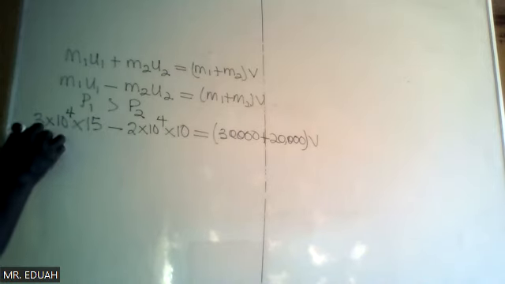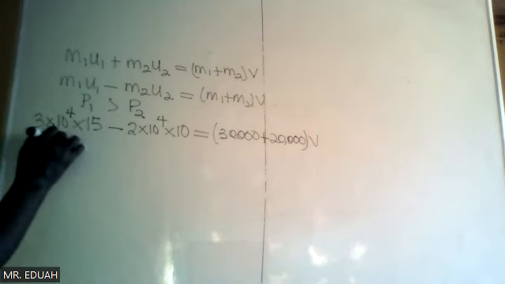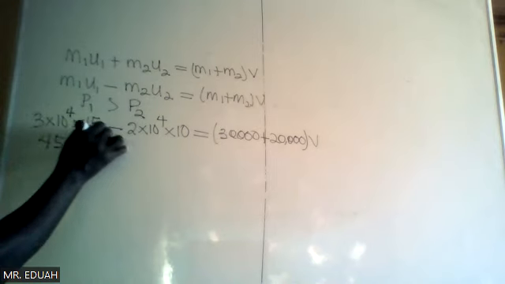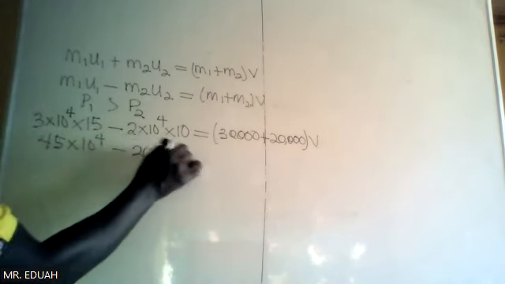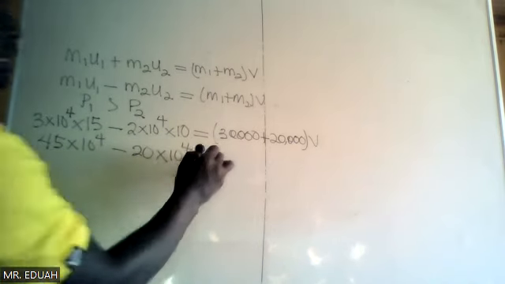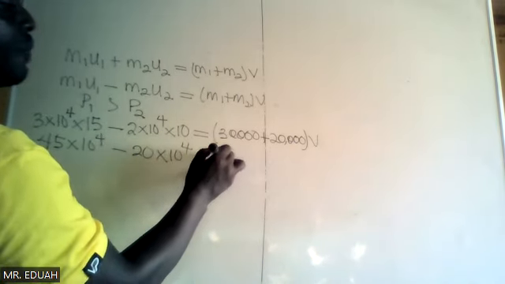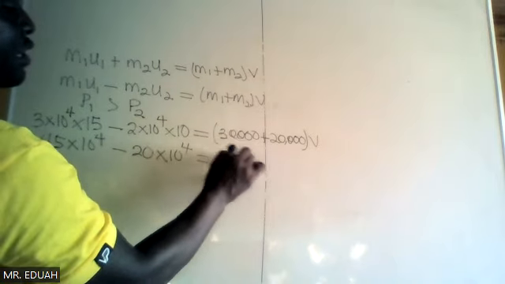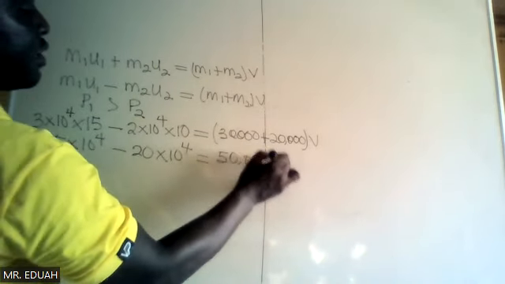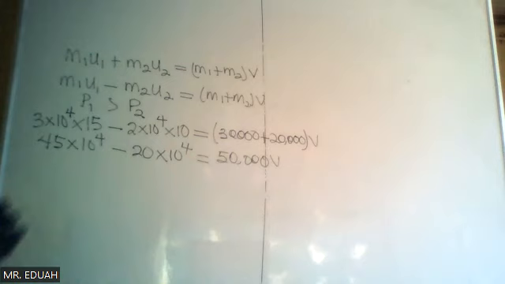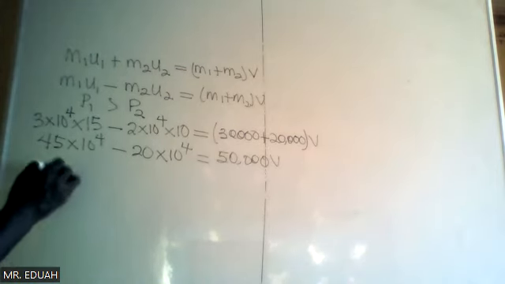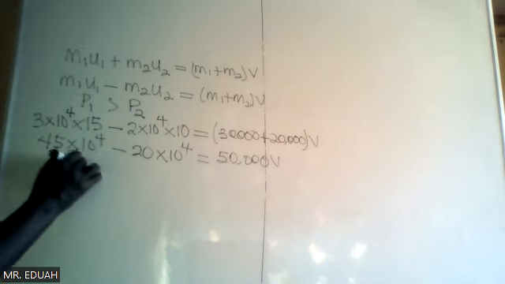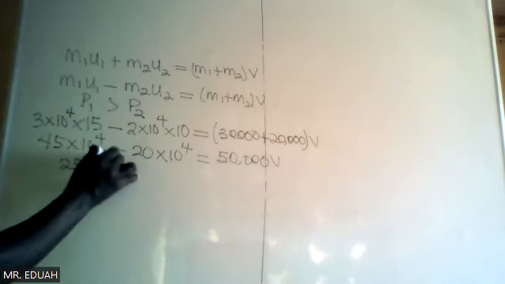This is 45.5 times 10 to the power 4 minus 20 times 10 to the power 4 is equal to 50,000 V. 45 minus 20 is 25 times 10 to the power 4.